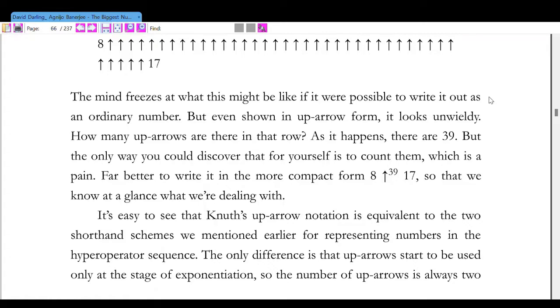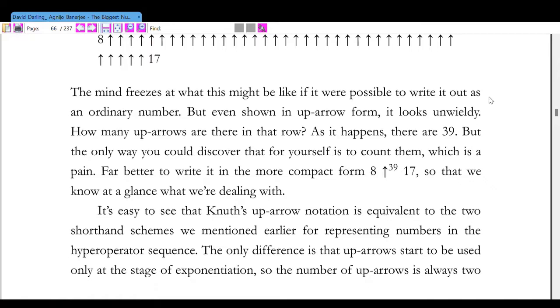How many up arrows are there in the row? As it happens, there are 39. But the only way you could discover that for yourself is to count them, which is a pain. Far better to write it in the more compact form, so that we can know at a glance what we're dealing with.